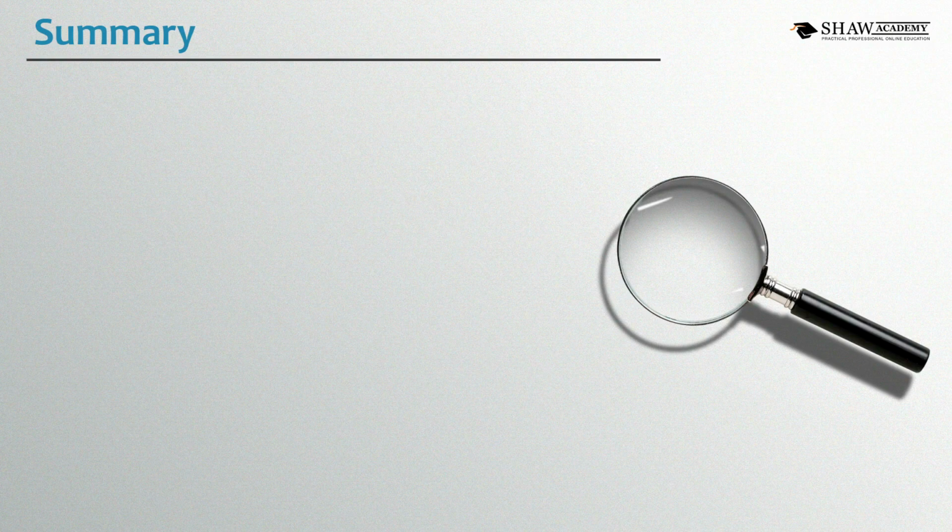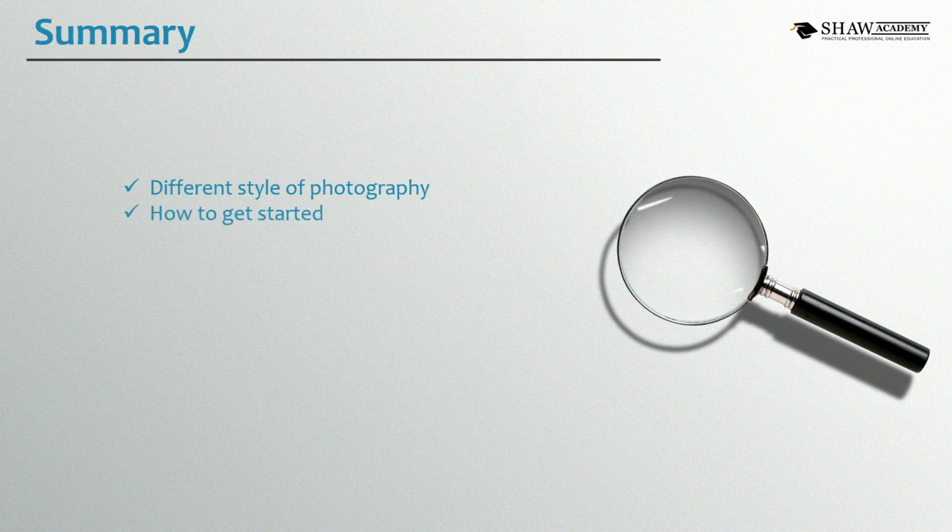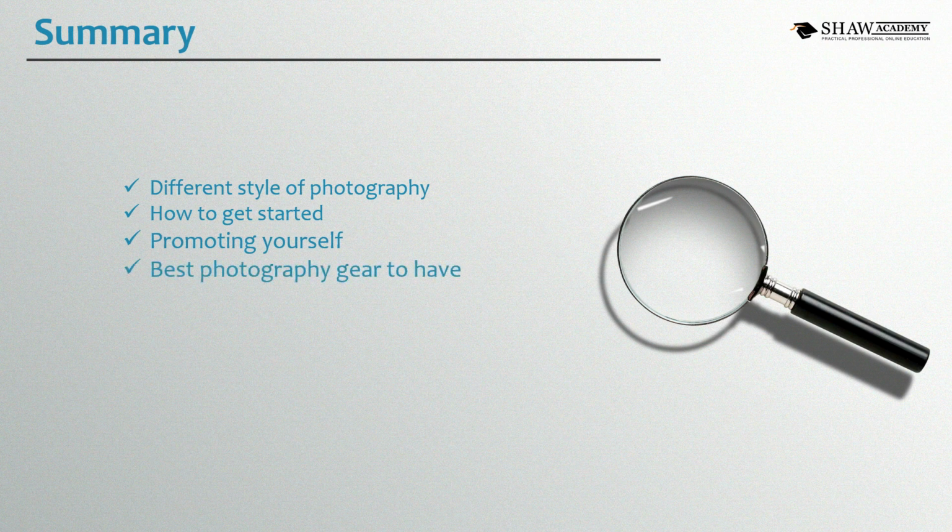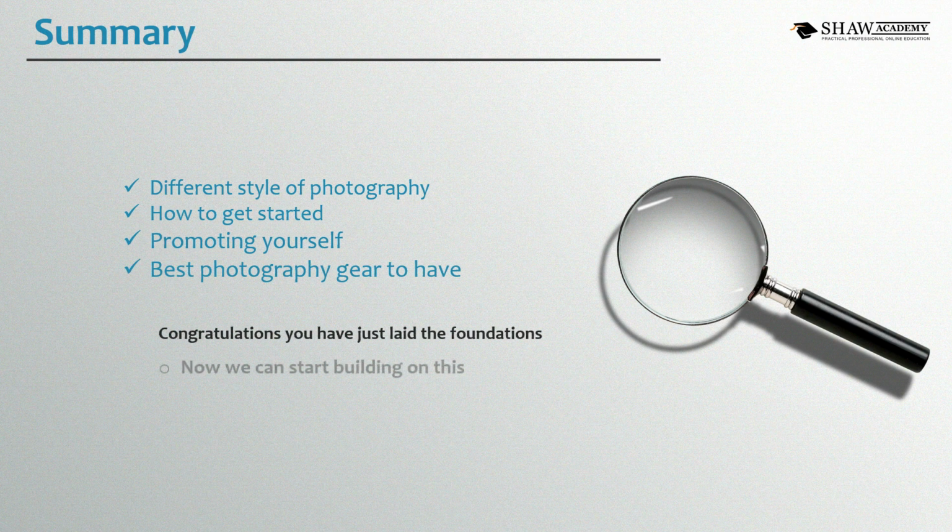But okay guys, look, there it is. That's our first lesson in the Art of Wedding Photography course. So look, let me do a quick summary for the moment. Tonight we did talk about the different styles of wedding photography. We then moved on and we looked at quite a few different ways that you can get your portfolio kick-started and how to get those first few bookings. From there we talked a little bit about promoting yourself, and we've talked about some of the best photography gear to have. So guys, look, I really hope you've enjoyed the first lesson.